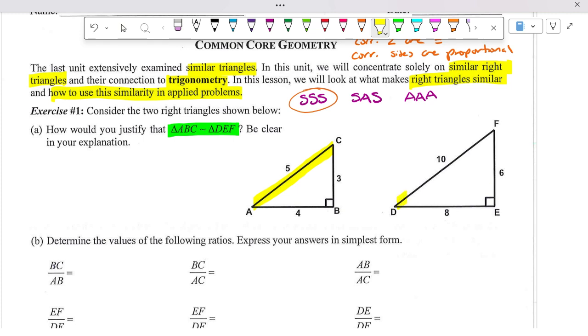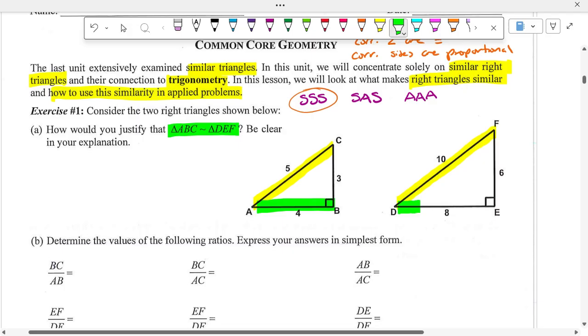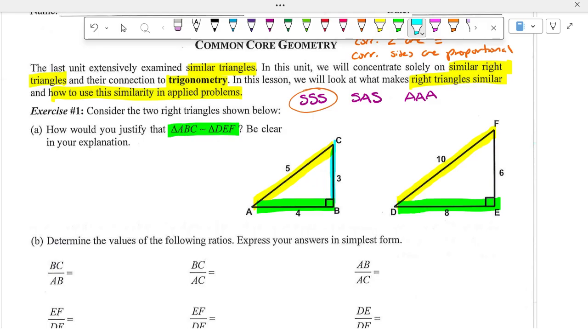DF. So those 2 are corresponding. What's the corresponding side to AB on the other triangle? DE. Which means that BC and EF are also corresponding.